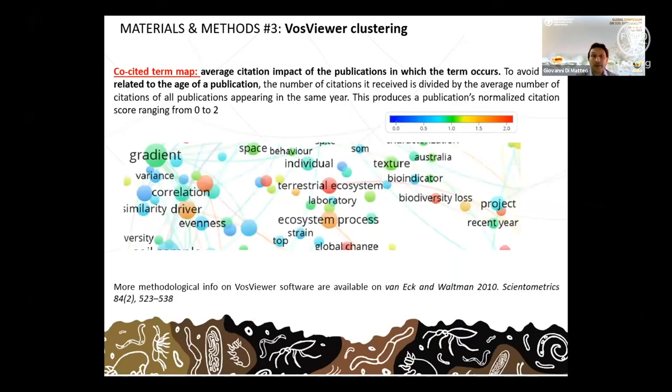The second map the analysis produced is the co-cited term map, where the impact of a specific research term is shown. Here, the analysis shows a score ranging from blue color, meaning lower citation impact, to red color, meaning higher citation impact. So the analysis, to avoid bias related to the age of a publication, divided the average number of citations by the average of all publications appearing in the same year. This produced a publication-normalized score ranging from 0 to 2. However, for more methodological information on this analysis, please see the specific publication published in 2010 by Van Eck and Waltman in the Scientometrics journal.